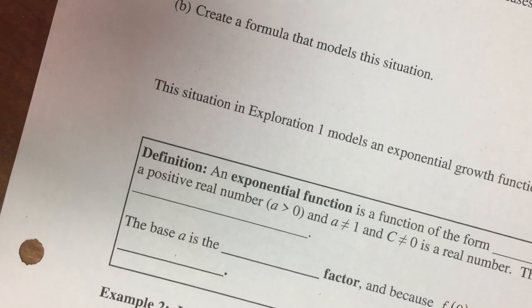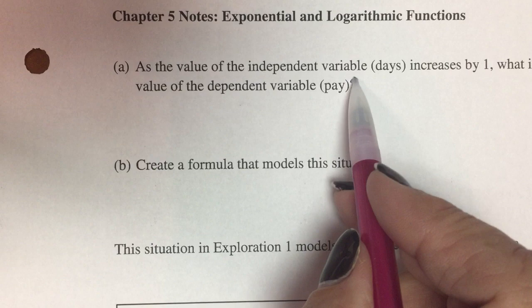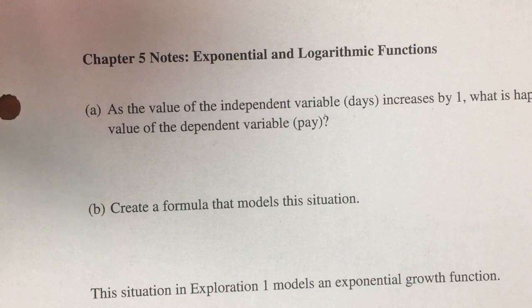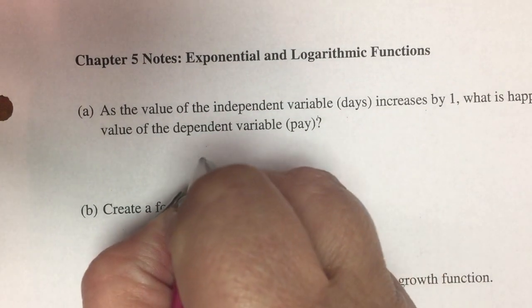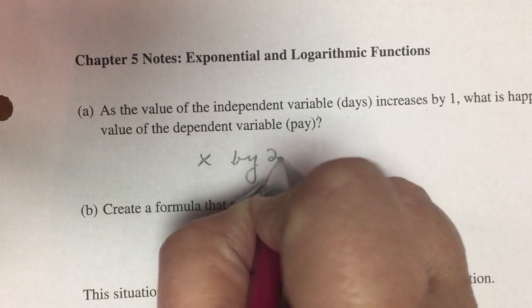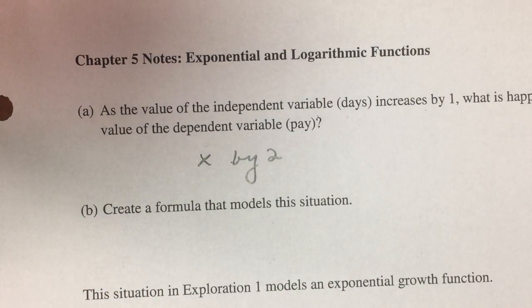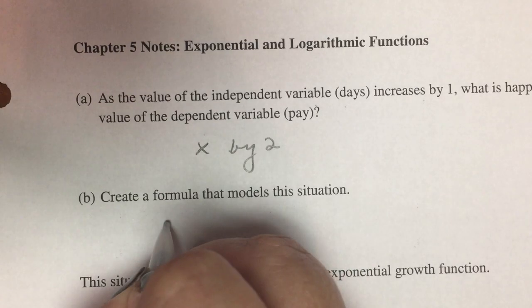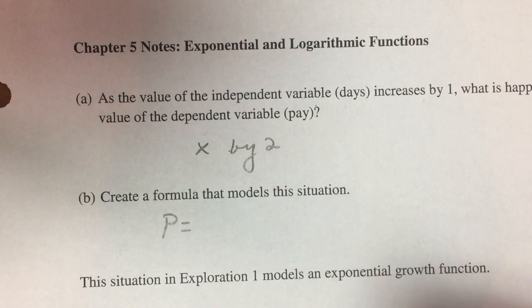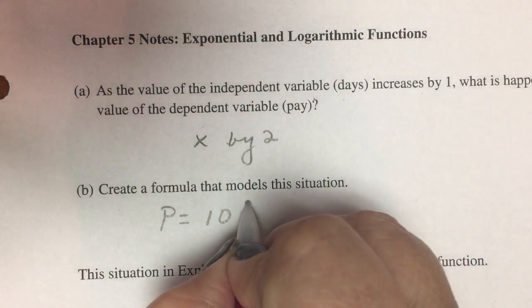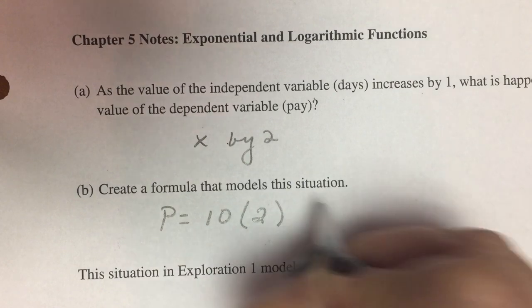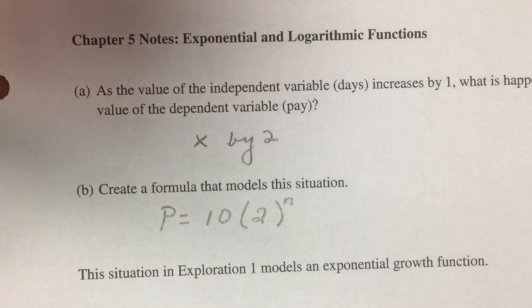So I think we actually just answered this question. As the value of the independent variable, the number of days, increases by 1, what is happening to the value of the dependent variable, or the pay? Well, it's being multiplied by 2. So now it's asking us to create a formula that models that situation. You've got to play with it, but here's the formula that I came up with. You start with $10, and then we multiply that by, since our multiplier is 2, that's going to be our base, and we raise that to the nth power.